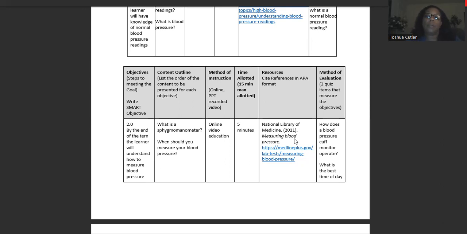You should take your blood pressure first thing in the morning when you awake, before your medications, and before you eat breakfast. The resources for this objective is National Library of Medicine under Measuring Blood Pressures.